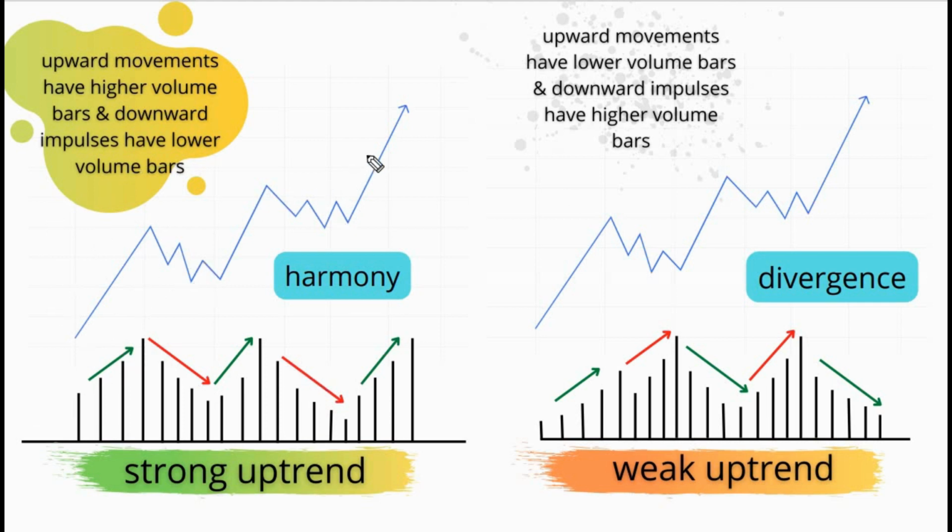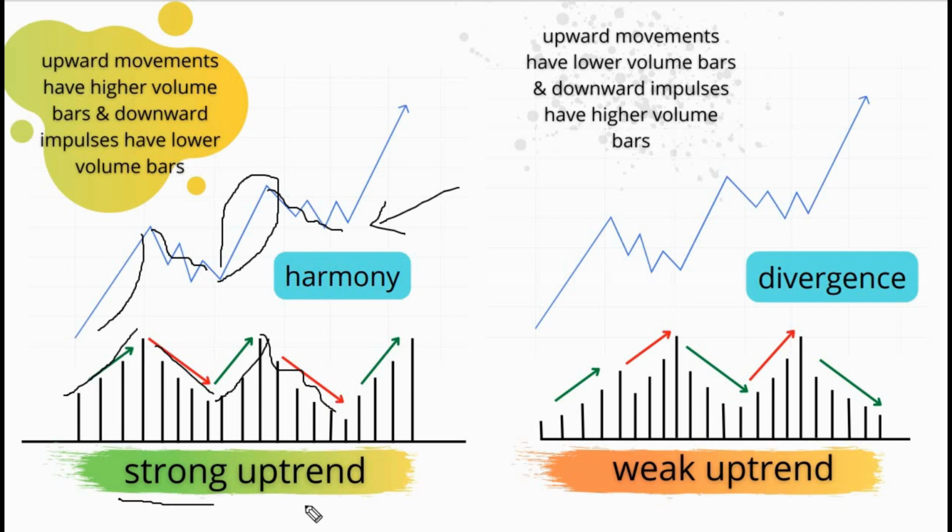Always analyze the divergences and the harmonies between the price movement and the volume activity. Here the volumes are increasing when the prices are going up and the volumes are decreasing when the prices are coming down. Similarly, when the prices are moving upside, the volumes are increasing. When the prices are going down, the volume is decreasing. So this is a harmonic price volume relationship. So we could consider this a very, very strong uptrend.